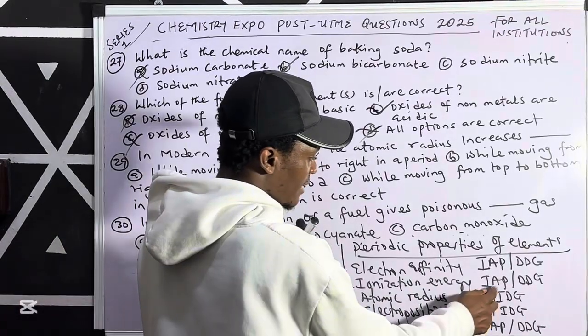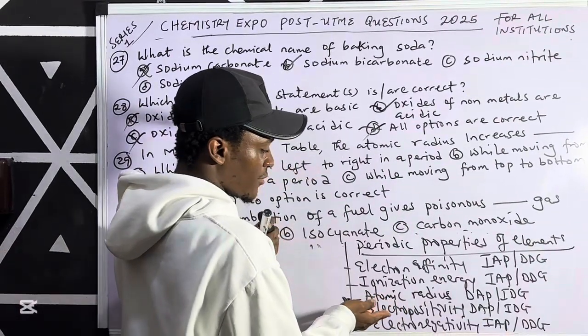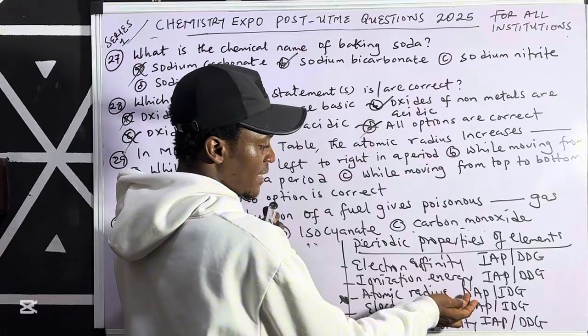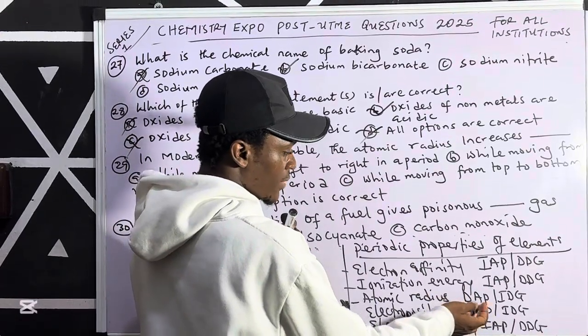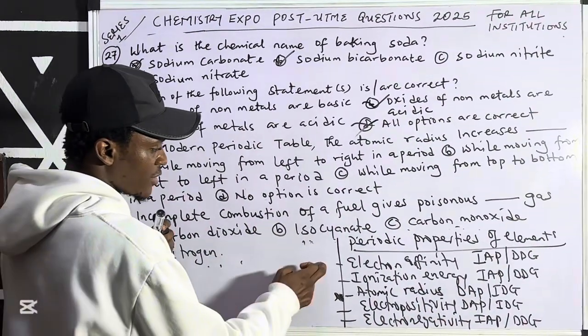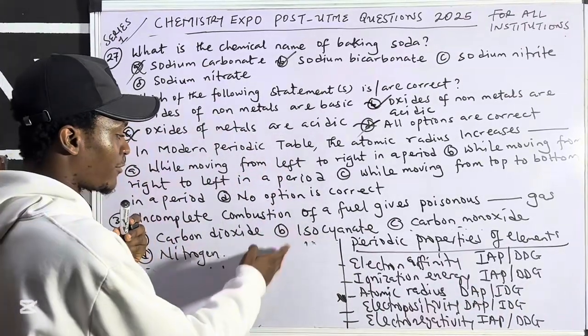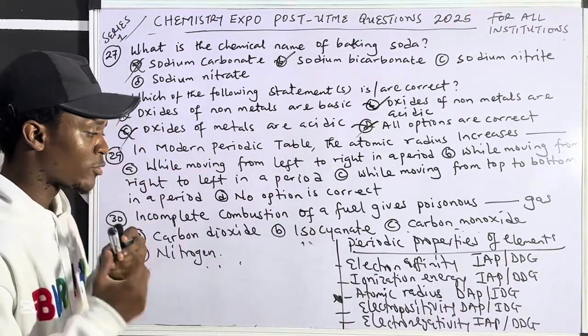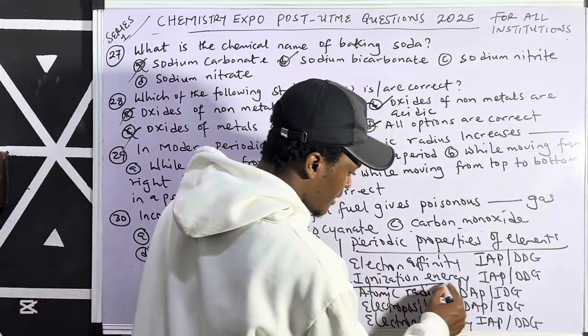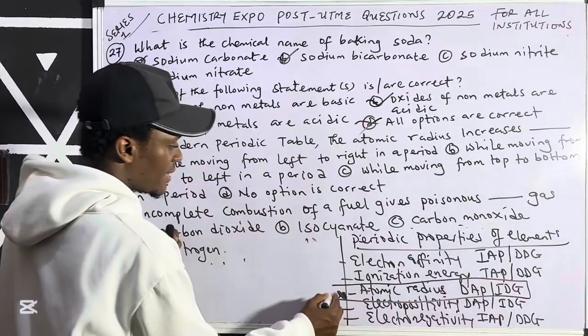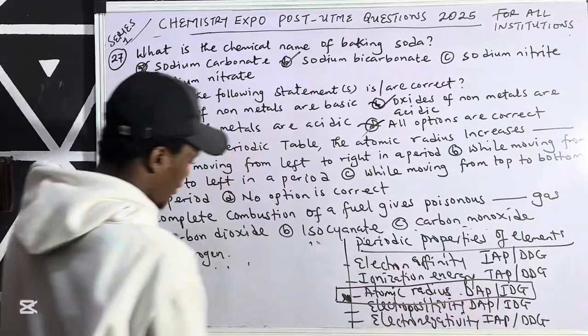Then ionization energy is same stuff. Then for atomic radius and electropositivity, it decreases across the period, meaning from left to right, and it increases down the group, meaning from top to bottom. So let's focus on this one, which is the atomic radius. It decreases across the period.